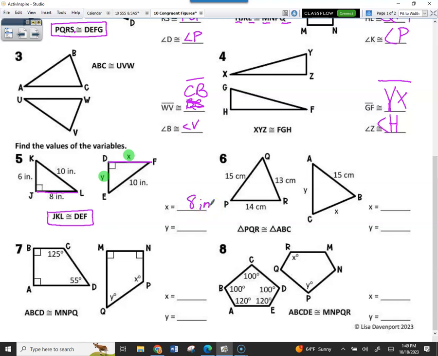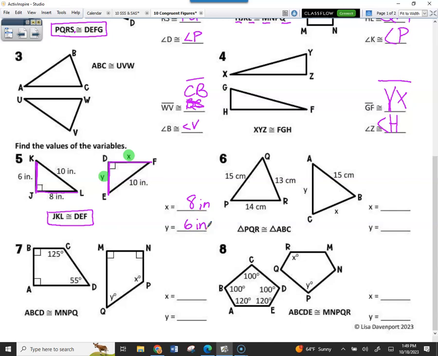Do I have to put inches? It's a good habit to write whatever measurement it says. It also reminds you that it's not an angle, it's a length. All right, now we're going to find Y. Y is side DE. So DE is equal to JK. JK measures 6. That was pretty good.